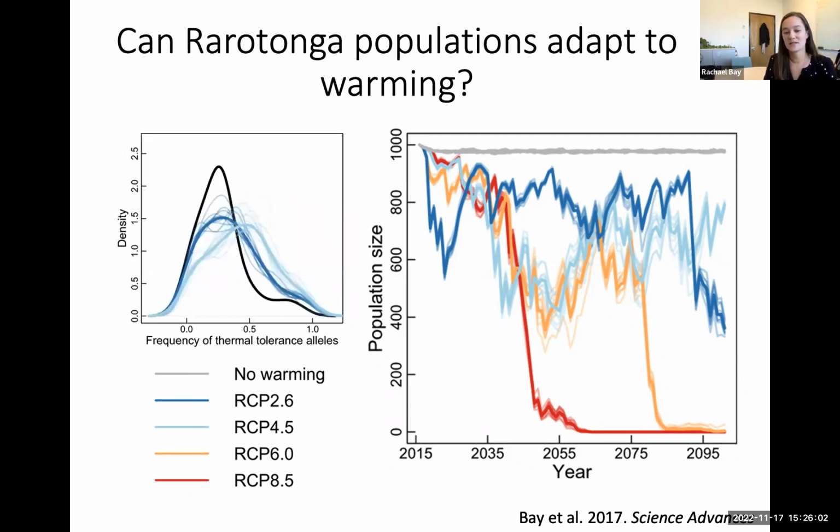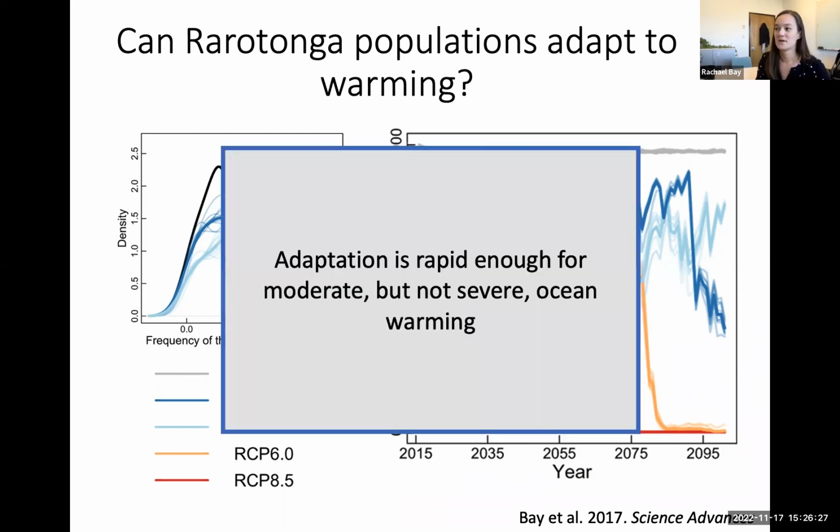And what we see when we look at the shift in allele frequency of those thermal tolerance alleles is that we do see adaptation happening, especially in that 4.5 RCP, where we see this increase in the frequency of thermal tolerance alleles. So that's maybe some vague suggestion that evolutionary rescue might be happening. So in our simulations, adaptation is rapid enough for moderate, but not severe ocean warming.